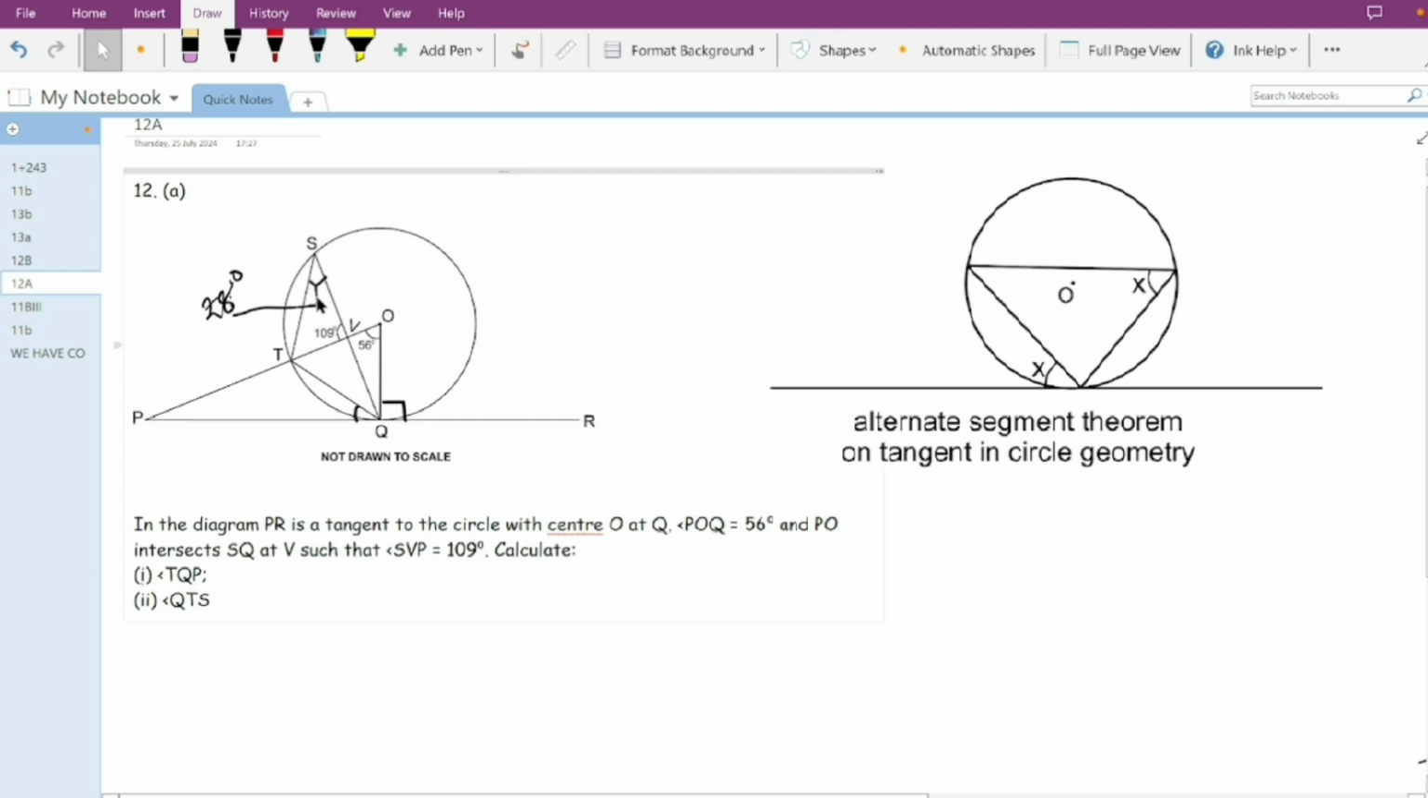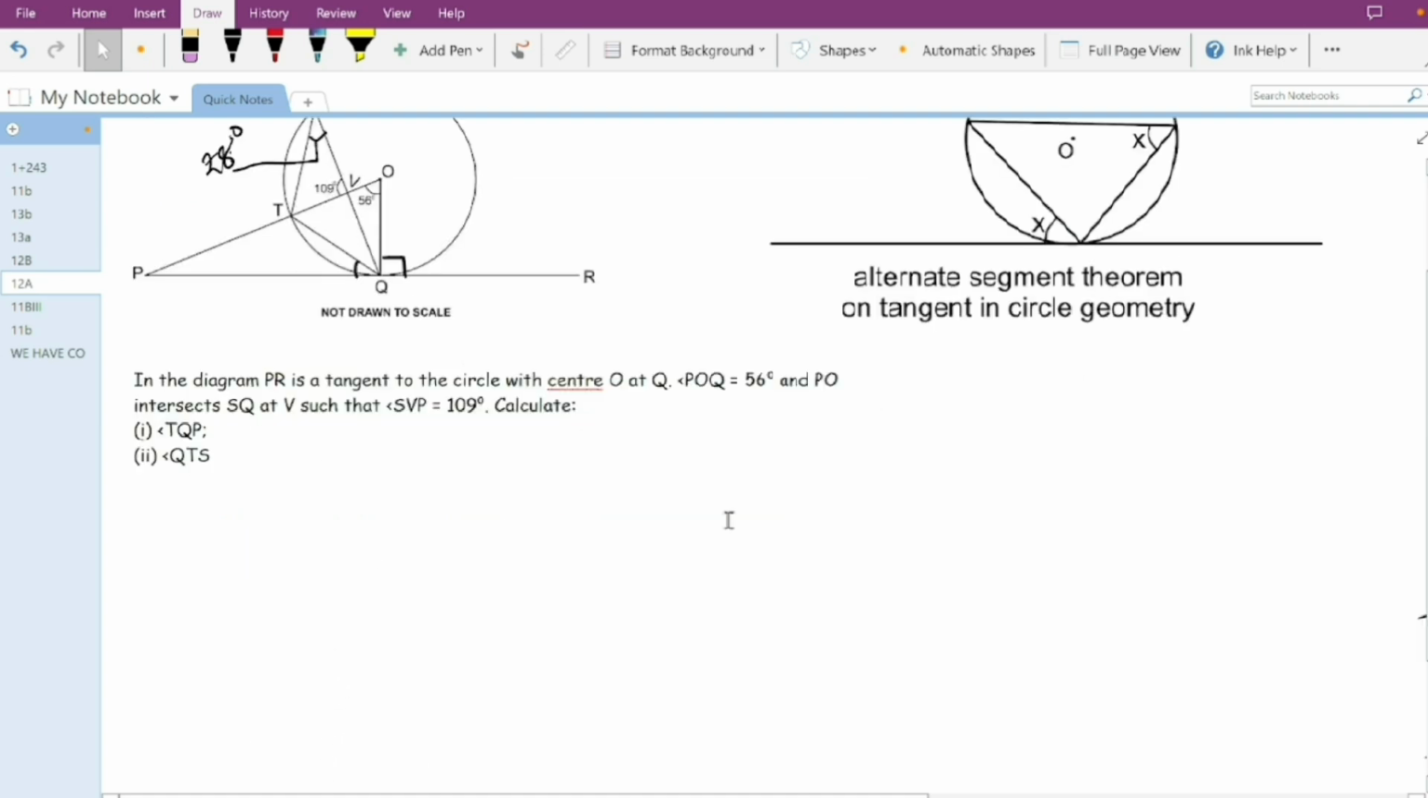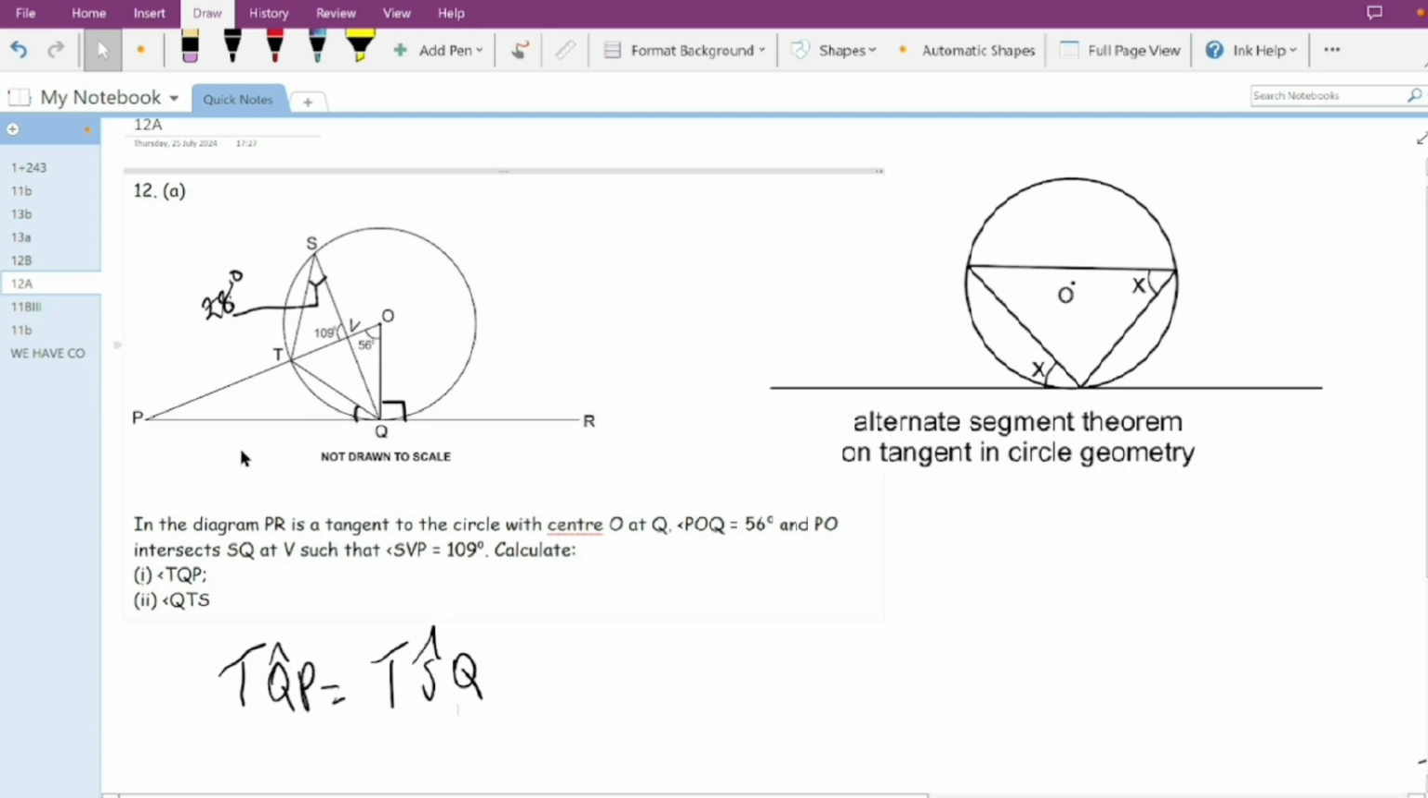Well, this has been proven: the angle formed at the center is twice the angle formed at the circumference of the circle, and the one formed at the circumference by the two ends of the chord is the same as the one the chord makes with the tangent, which is this angle here. But for working's sake, we now know that angle TQP is the same as angle TSQ. That's this angle that we're asked to find, angle TQP, at Q. They are the same.